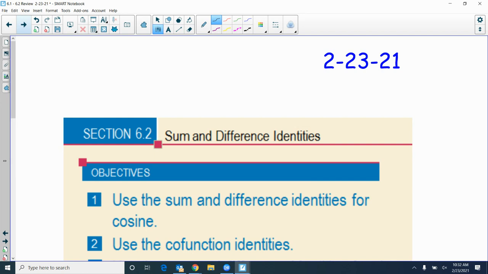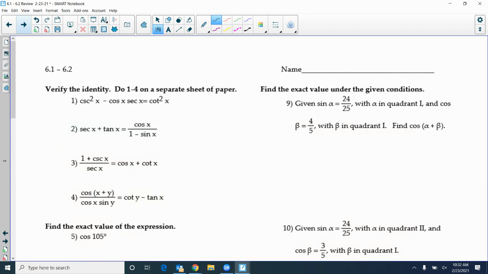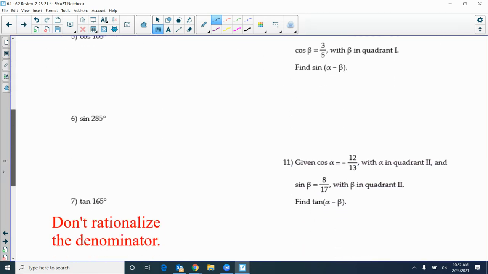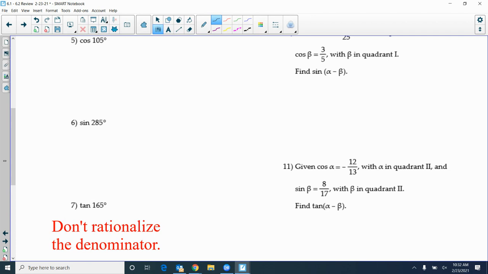All right, all I'm going to do is give you this kind of review sheet. And for number 7, it says don't rationalize the denominator. Again, you've got a tangent. You don't need to do this. Obviously, if you want to work with somebody, that's absolutely fine. If you get stuck, Lane can give you a hand.